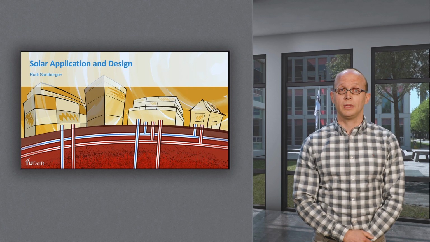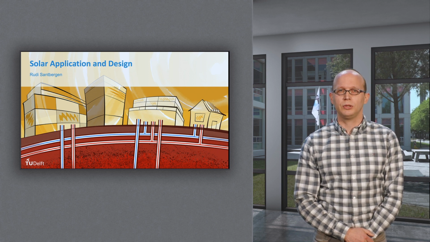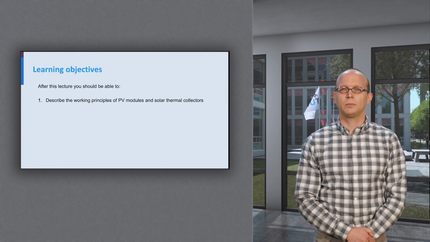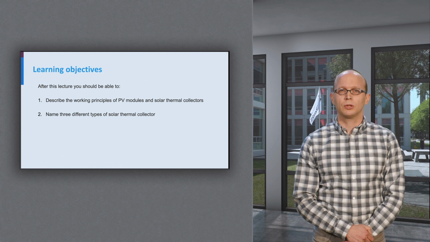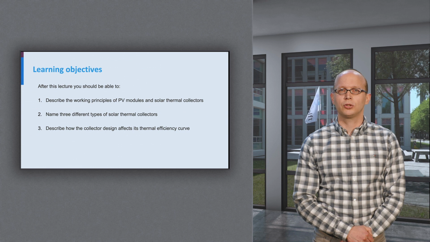Hi, I'm Rudy Sandbergen. In the previous video, we discussed solar radiation. In this video, we will discuss the technologies that can be used to harvest the solar radiation and convert it to usable heat. After this lecture, you should be able to explain the basic working principles of photovoltaic modules and solar thermal collectors, name 3 different types of solar thermal collector, and describe how the collector design affects its thermal efficiency curve.